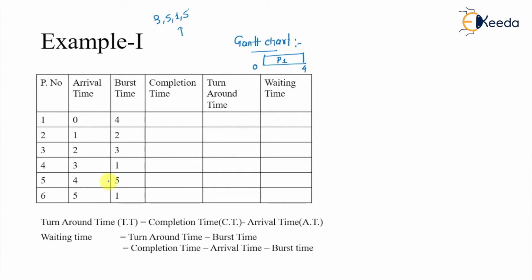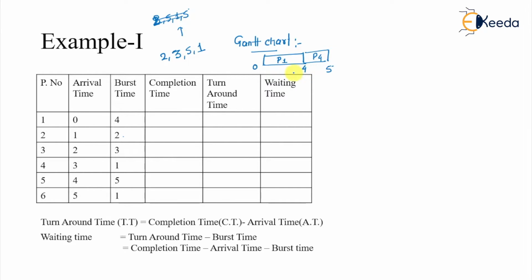Among them I can identify that P4 has the smallest burst time, which is 1, and that will execute till 5. At 5 the last process will also arrive. Sorry, the burst times are now 2, 3, 5, 1. This is the burst time. What I had written before was not right.